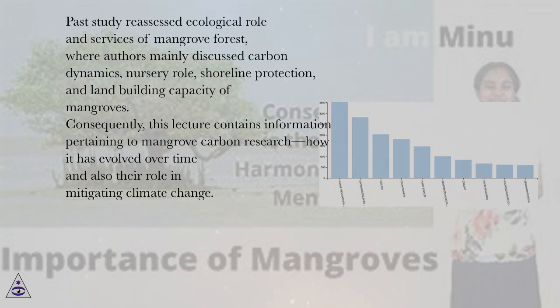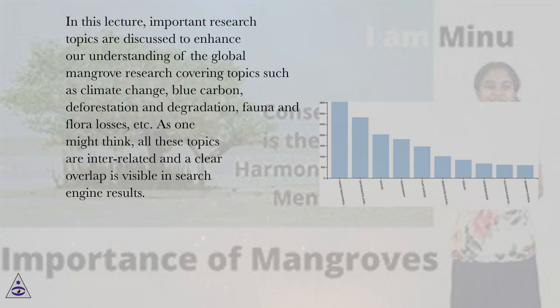Past studies reassessed the ecological role and services of mangrove forests, where authors mainly discussed carbon dynamics, nursery role, shoreline protection, and land building capacity of mangroves. Consequently, this lecture contains information pertaining to mangrove carbon research, how it has evolved over time, and also their role in mitigating climate change. In this lecture, important research topics are discussed to enhance our understanding of the global mangrove research, covering topics such as climate change, blue carbon, deforestation and degradation, fauna and flora losses, etc.